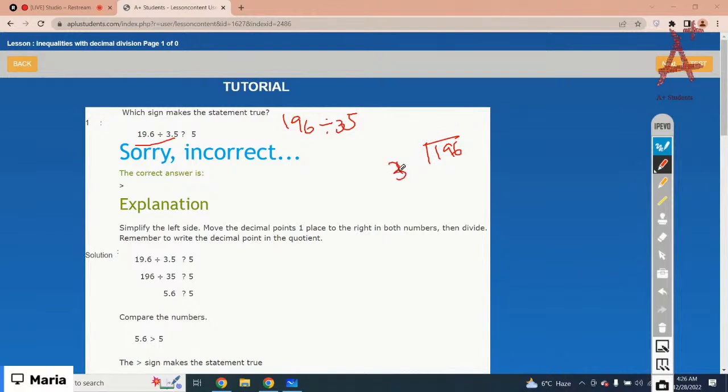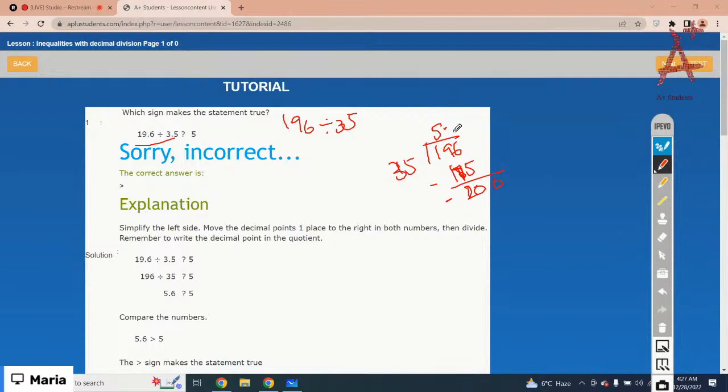196 divided by 35. 35 times 5 is 175. So it would be 20. Got it? Okay, you have to add a 0. So you have to divide 200 divided by 35.